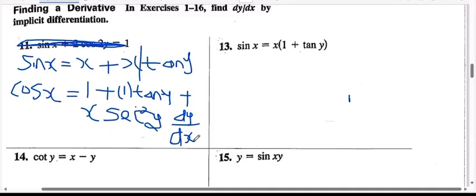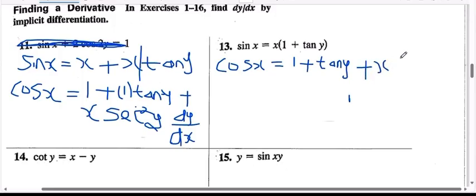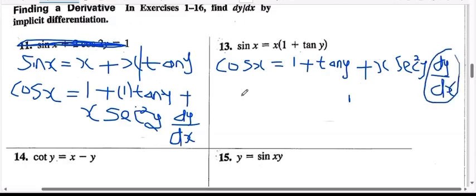We need to make dy/dx the subject of the formula, right? So that's going to be cos x equal 1 plus tan y, plus x sec squared y dy/dx. All we need to do is make dy/dx the subject of the formula.